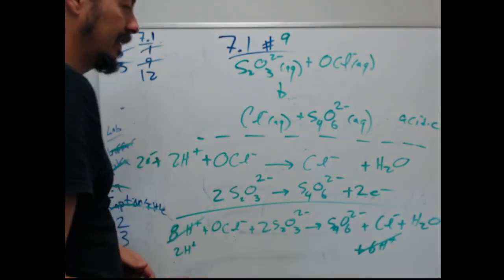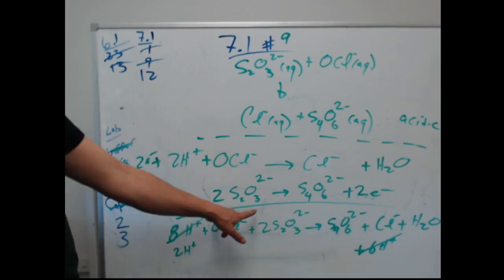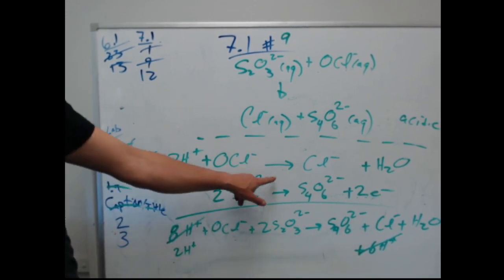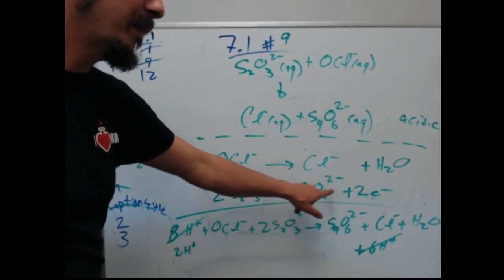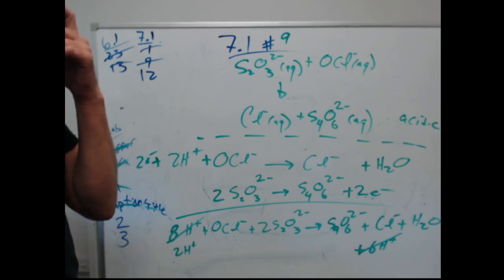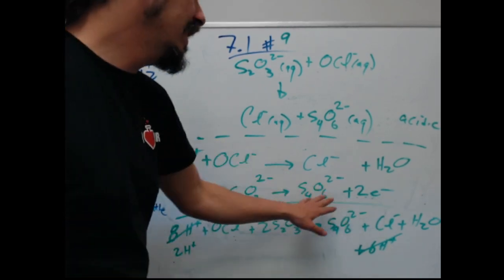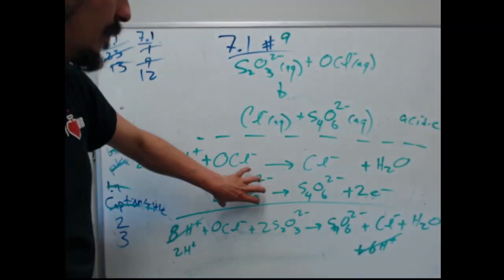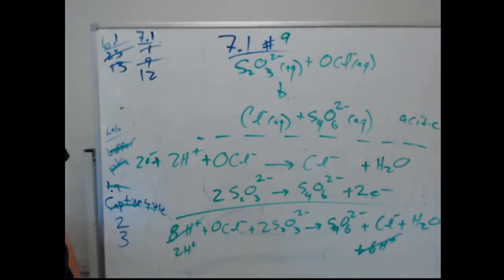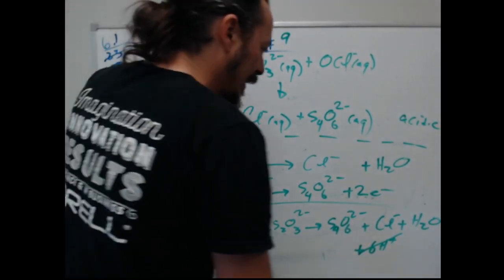Can you explain why you added the 2 electrons on this side? The reason I added the 2 electrons is because notice I've got 2 of these things, which is going to give me a -4 on my reactant side. I've only got a -2 on my product side. If I want it charge balanced, I need -4 on both sides. So 2 more electrons over here is going to give me -2 plus another -2. That's -4 on this side, -4 on that side. Okay. Other questions?